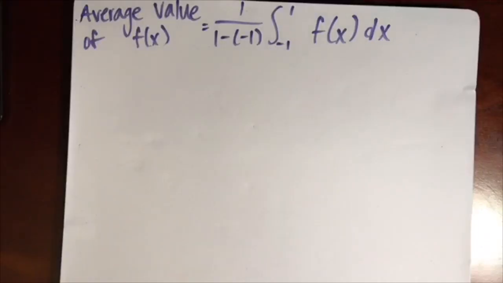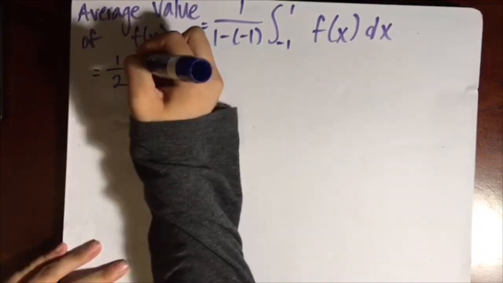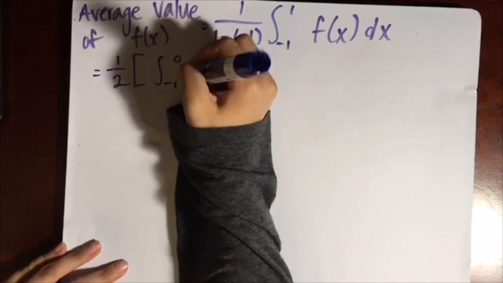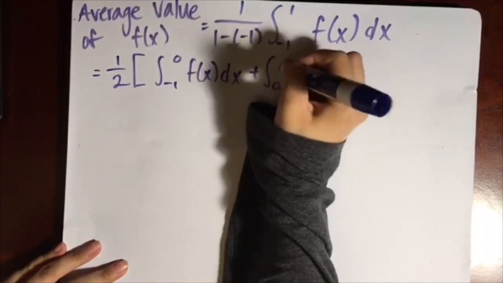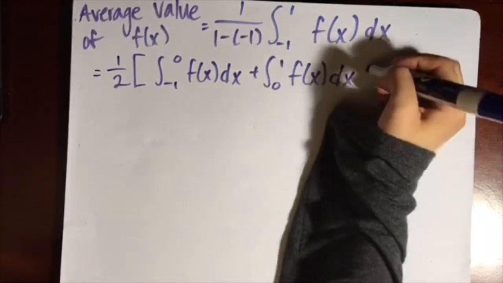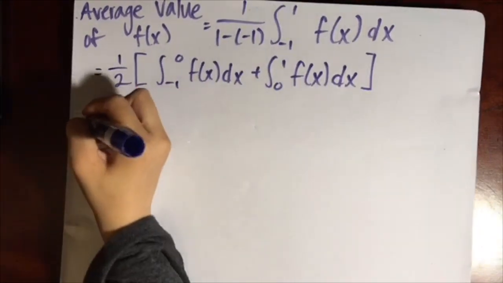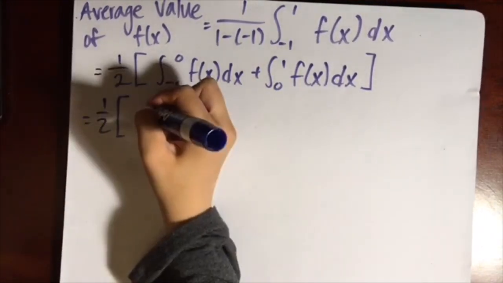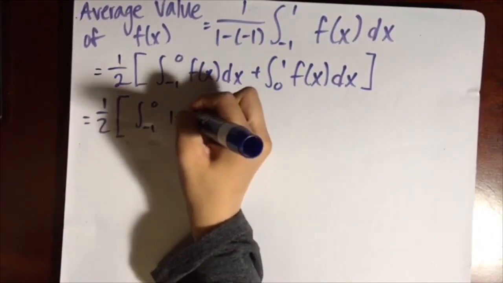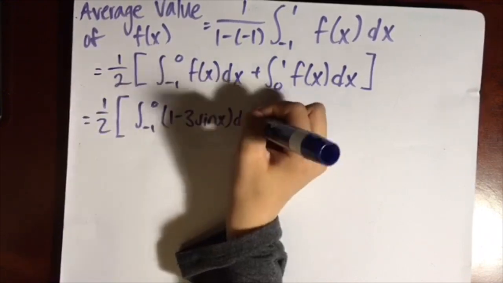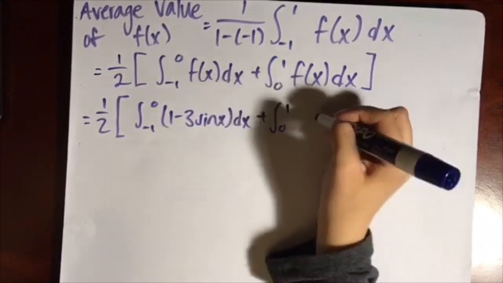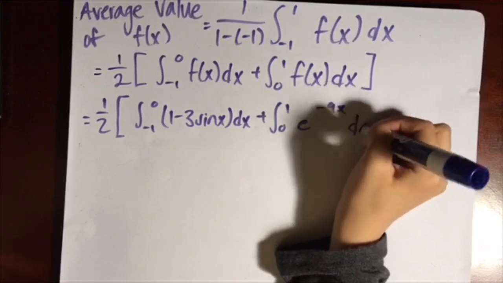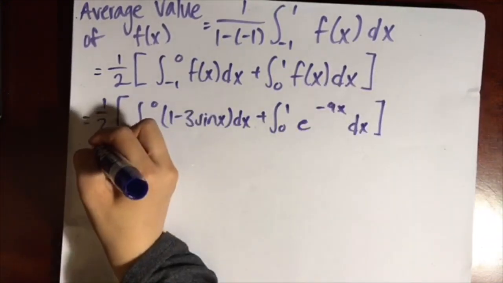The average value of a function can be given by the formula 1 over b minus a times the integral of a to b of f of x dx, which in this case is 1 over 1 minus -1 times the integral of -1 to 1 of the f of x dx. We must separate out the integral because the function is piecewise and it is two different integrated functions. This equals 1/2 times the integral of -1 to 0 of 1 minus 3 sine of x dx plus the integral of 0 to 1 of e to the negative 9x power dx.